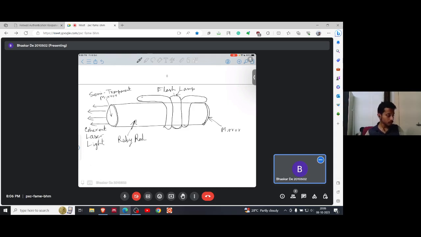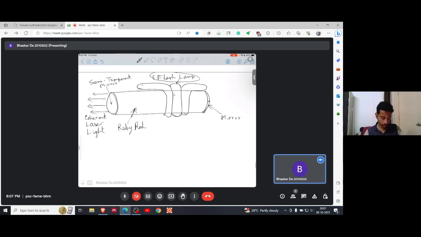So this is the first UV laser. Here are the two mirrors, this is one mirror, and then there is a semi-transparent mirror, and this is the ruby rod, and this is the flash lamp which is used to pump the laser, which is spirally tied with the ruby rod, and then from here we have the laser output.